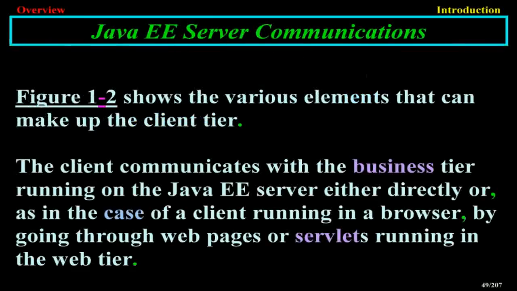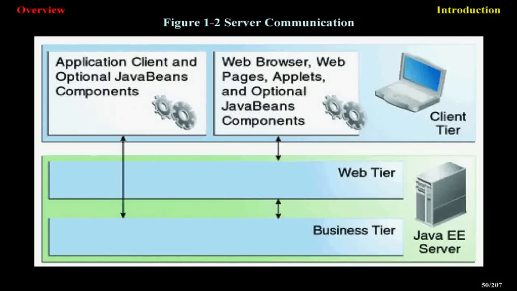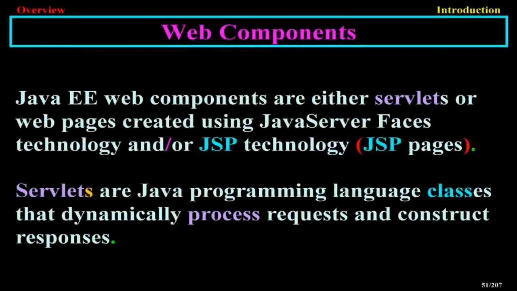Java EE server communications. Figure 1-2 shows the various elements that can make up the client tier. The client communicates with the business tier running on the Java EE server either directly or, as in the case of a client running in a browser, by going through web pages or servlets running in the web tier. Figure 1-2 Server communication.